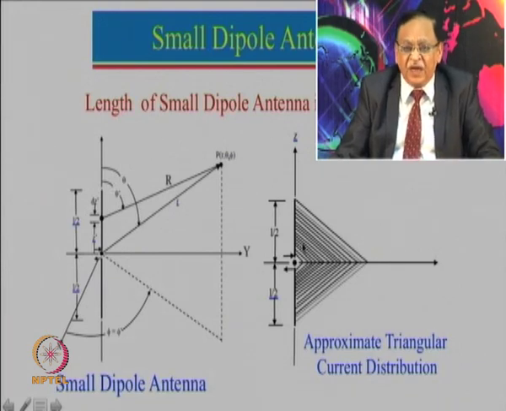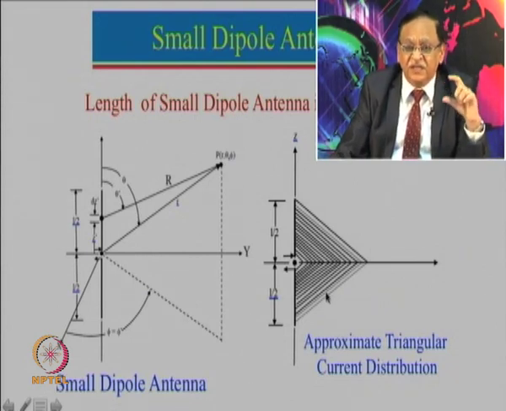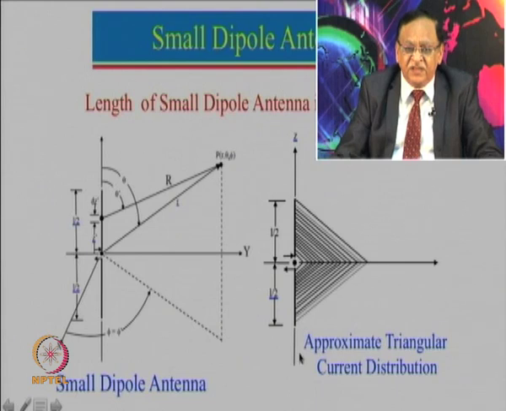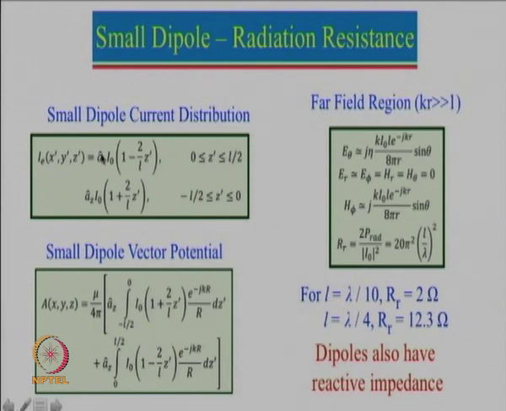So, when we discuss a lambda by 2 dipole antenna, we will not assume a triangular distribution, but a sinusoidal distribution. But any sinusoidal distribution over a shorter distance can be approximated as a triangular distribution. Once it is a triangular distribution, we can write the current in the triangular distribution form. So, I 0 is not constant anymore, it varies along the z direction. This is for 0 to L by 2 and this is for minus L by 2 to 0, that is, above the origin and below the origin, the central point.